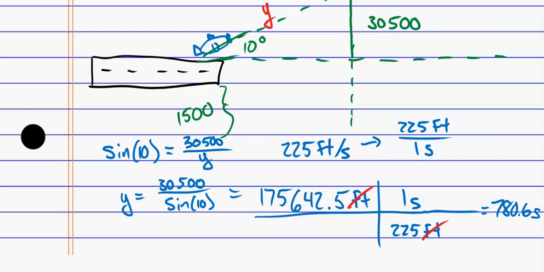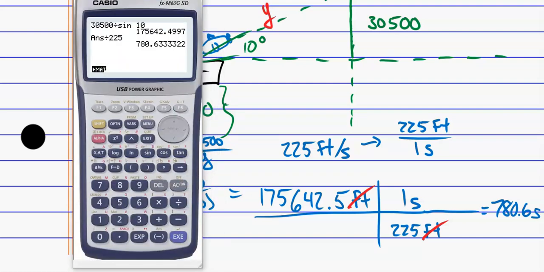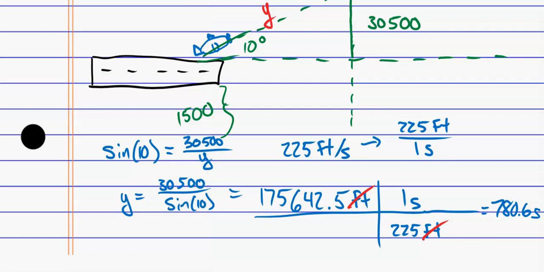And you might look at that and say, well, seconds isn't a very good unit for measurement here. Maybe you want to take that 780.6 and divide it by 60 to get minutes. Okay? And see, now that's a unit that we can all resonate with, all right? So 13 minutes approximately, okay? So I'll put that up here. So 13 minutes. All right?